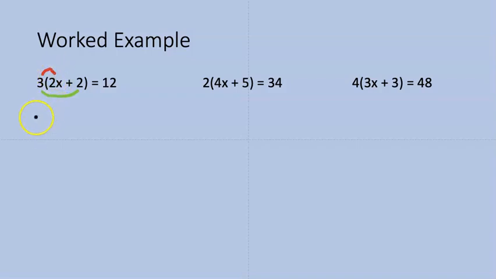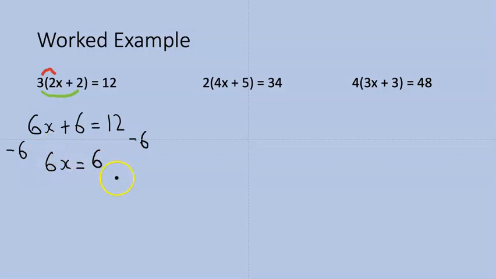3 times 2x is 6x. 3 times plus 2 is plus 6. That still equals 12. I've got a plus 6 here, so I take away 6. 6x equals 12 minus 6 is 6. And because I've got a 6 next to this x, I divide by 6.